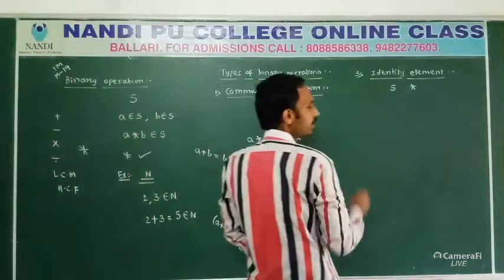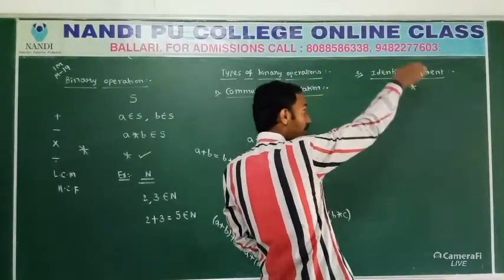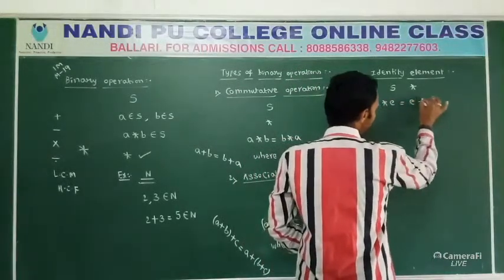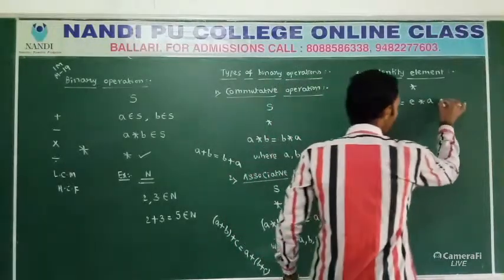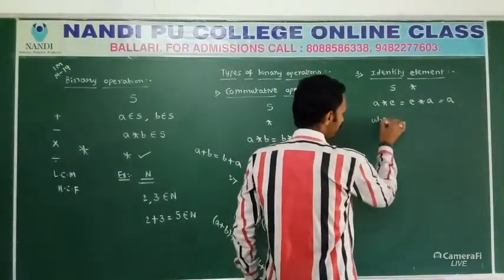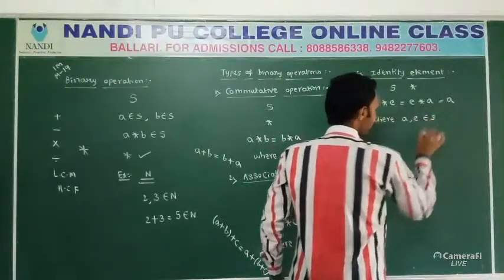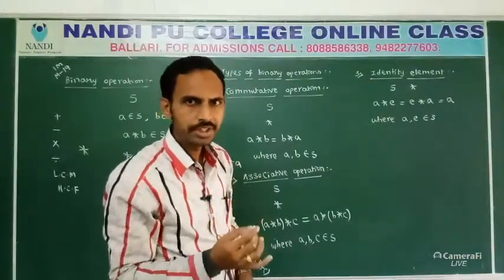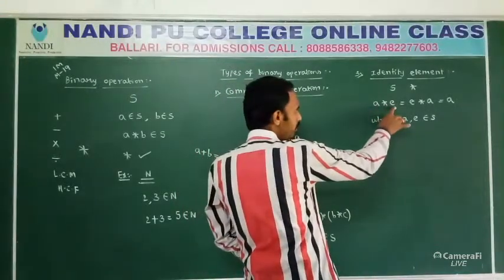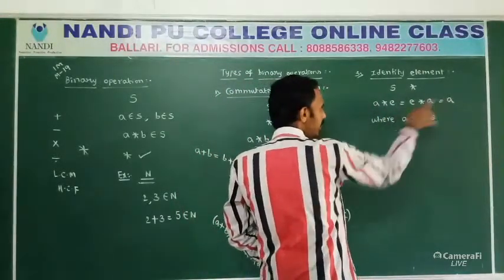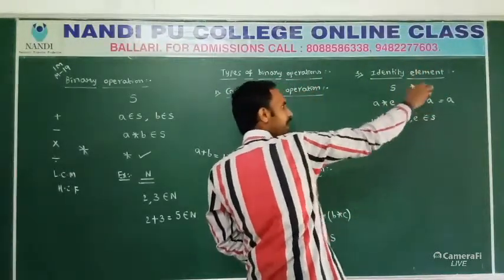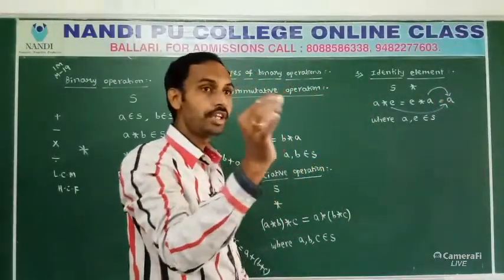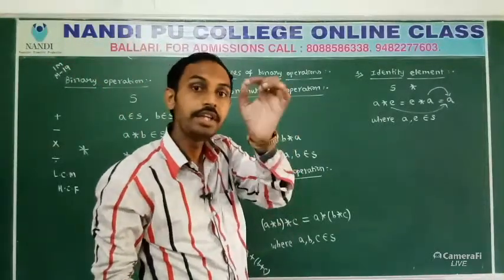Let S be a non-empty set. Star is a binary operation on S. If A star E is equal to E star A is equal to A, where A, E belong to S, this is called the identity law or identity element. What is the identity law? A star E is equal to E star A is equal to A. Means A star E equal to A only, E star A also A only. Both are equal to A. Then E is called the identity element in the set S.